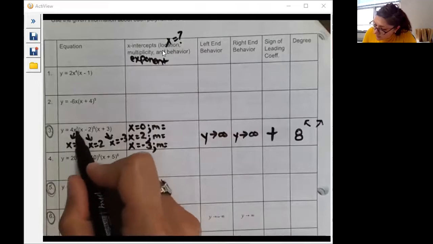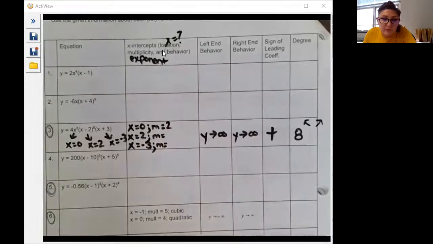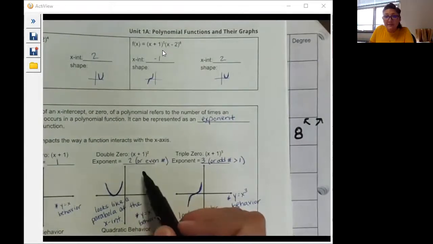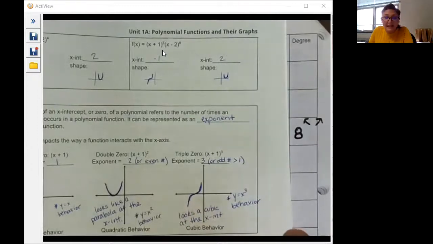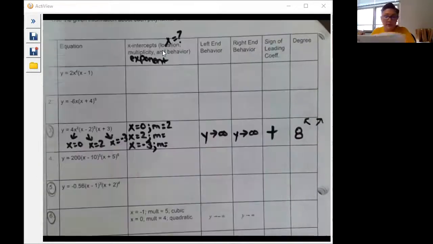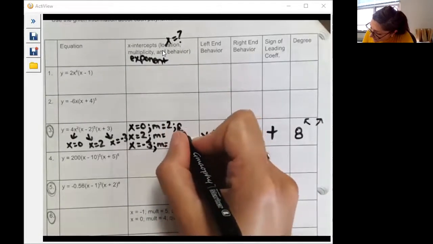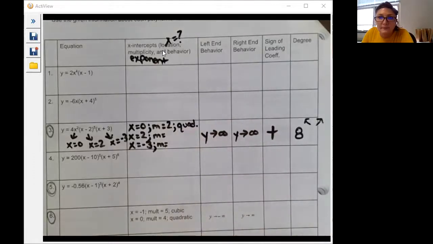So when x is 0, my exponent is 2. That means our multiplicity is 2. We care about the multiplicity because it tells us what type of x-intercept we'll have, what that's going to look like. From our notes, I know that an even exponent gives me this behavior, gives me a double 0 or quadratic behavior. Okay? So where it asks for our behavior, we're going to say quadratic, and I'm just going to write quad there. It's kind of a small box.